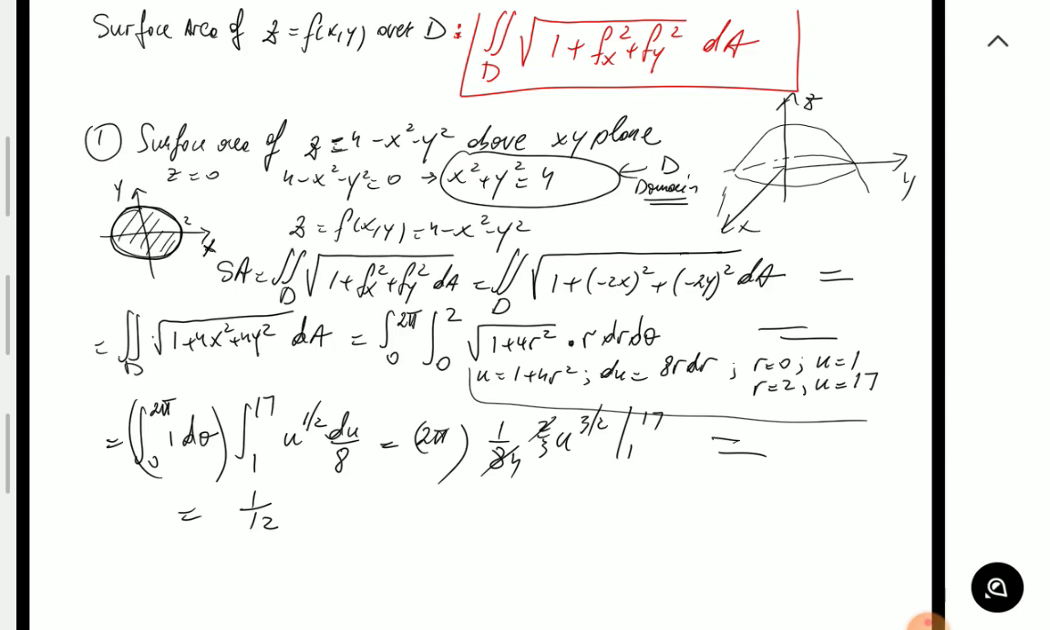I lost something here. 1 over 12 times 2 pi here, right? So there's a 2 pi over there. 1 over 12, 17 to the 3/2 minus 1. So it's pi over 6, 17 to the 3/2 minus 1.